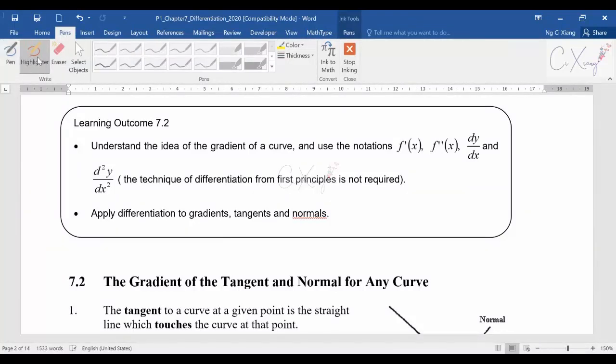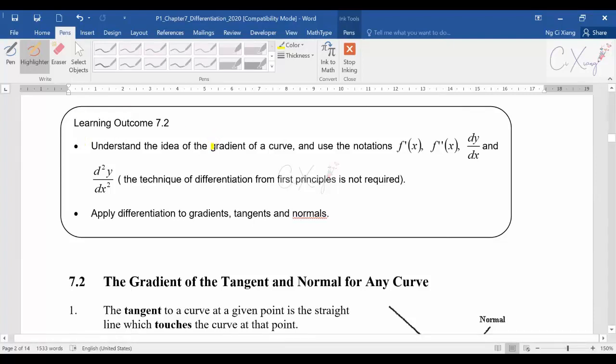So for today's lesson, we are going to continue with our differentiation. In the previous video, we covered all the basic rules for differentiation already. So from today onwards, we are going to discuss how to use all the techniques of differentiation to apply it in application questions.